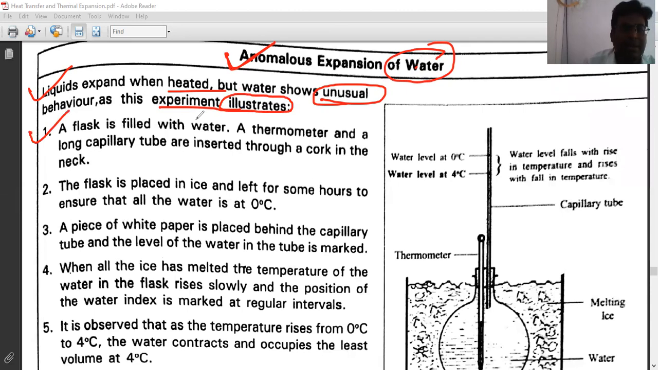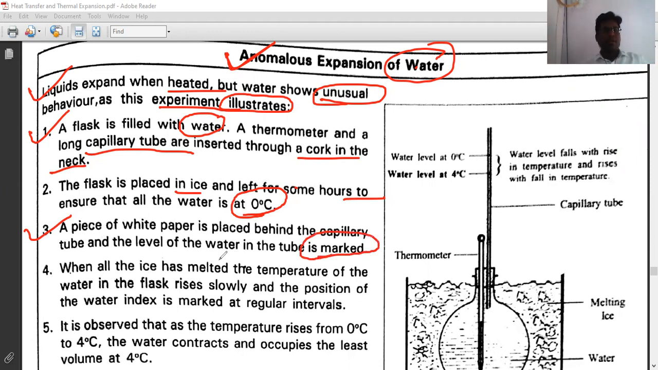So a flask is filled with water, and a thermometer and a long capillary tube are inserted through a cork in the neck. The flask is placed in ice, left for some hours to ensure that all the water is at 0 degrees Celsius. A piece of white paper is placed behind the capillary tube and the level of the water in the tube is marked. When all the ice has melted, the temperature of the water in the flask rises slowly and the position of the water index is marked at regular intervals, right?